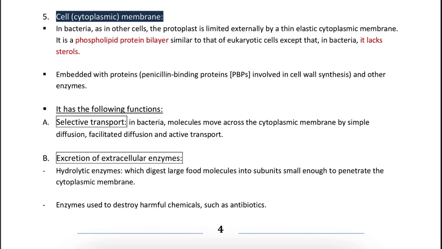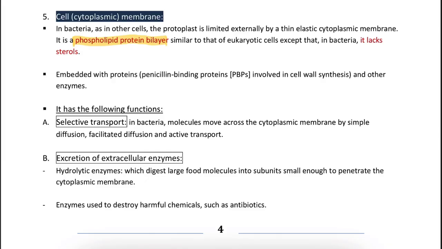the cytoplasmic or cell membrane, the functional powerhouse. It is made of a phospholipid bilayer. Bilayer means two layers made of phospholipid. It lacks sterols except in mycoplasma. It is embedded with enzymes and penicillin binding proteins.